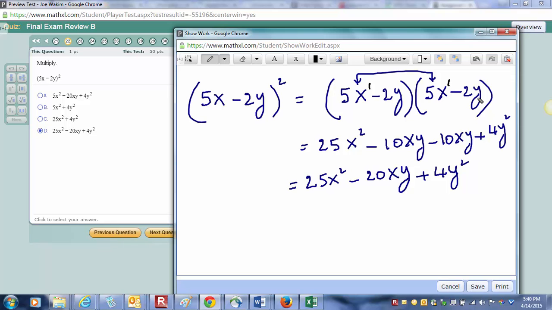5x times negative 2y is negative 10xy, because negative times positive is negative. Same here, negative 10xy. And then negative 2y times negative 2y will give me the plus 4y squared. These are called like terms. We can combine them, negative 10 plus negative 10, negative 20xy. And that would be 25x squared minus 20xy plus 4y squared as the final answer.